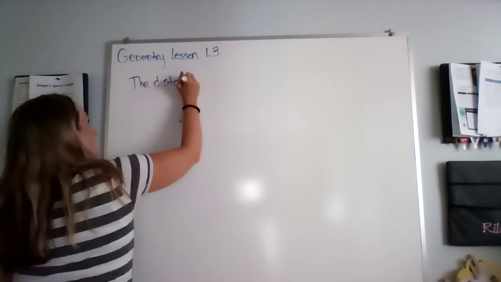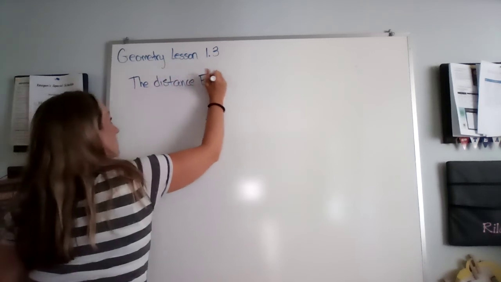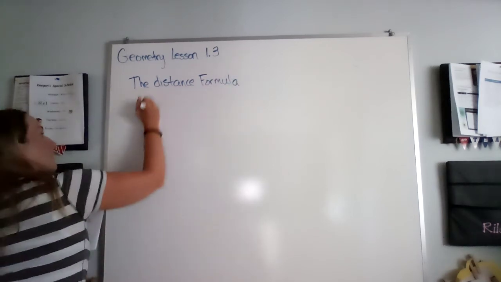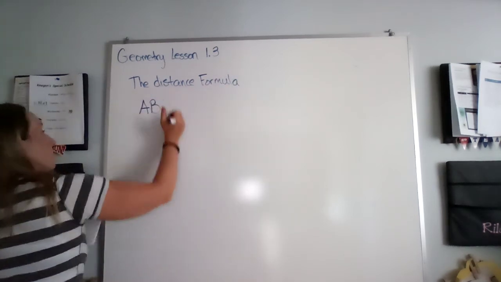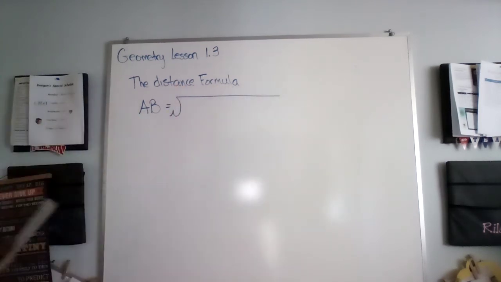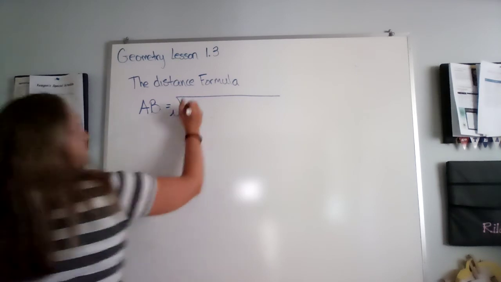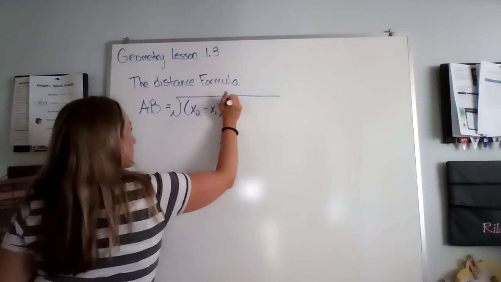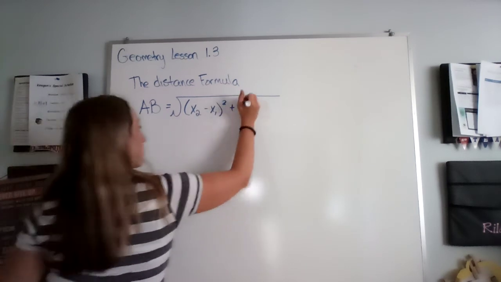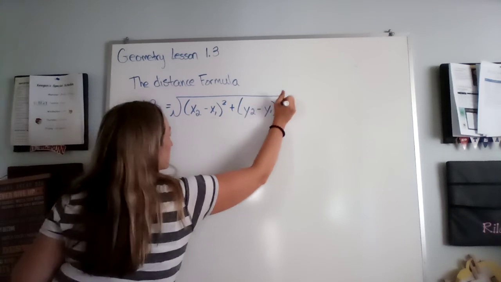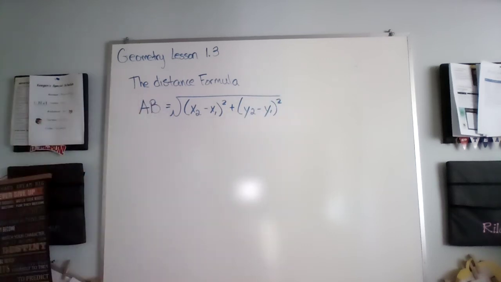Distance formula. Okay, and to find the distance between 2 points, what you do is under a square root, you take the difference of the x's squared. So x2 minus x1 squared plus the difference of the y's squared. y2 minus y1 squared. Okay.